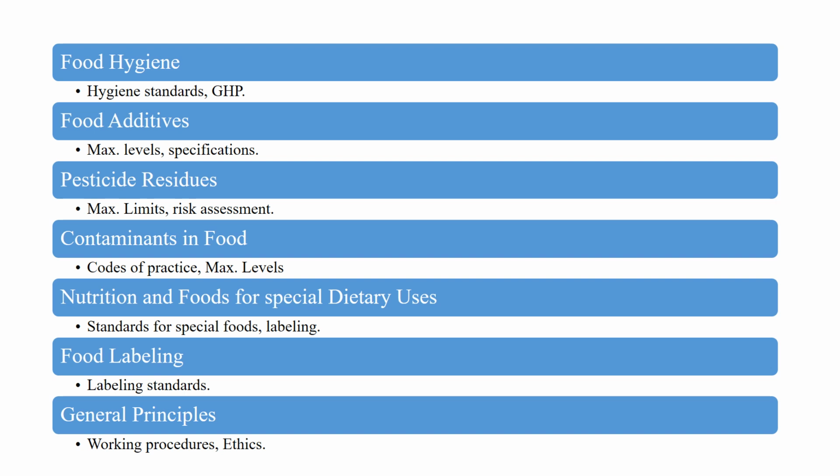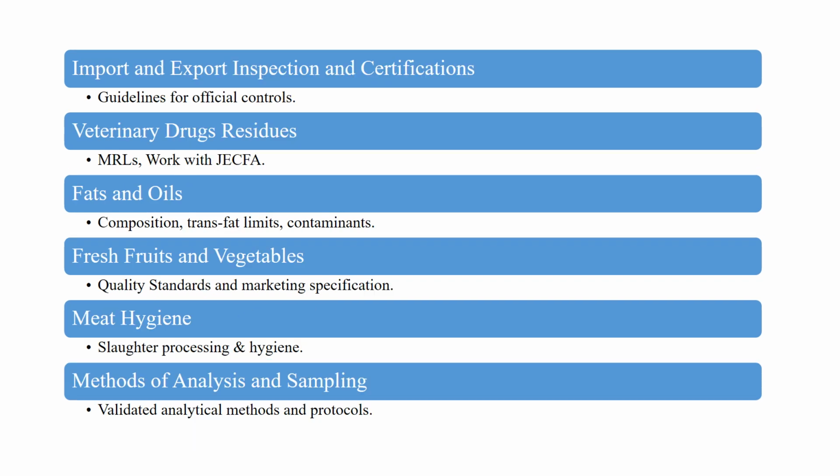Then the Committee on General Principles provides all the ethical procedures or the working procedures that should be present in the desired environment. The Committee on Import and Export Inspection and Certification provides guidelines for official controls, like how to inspect the product if it is being imported or exported.